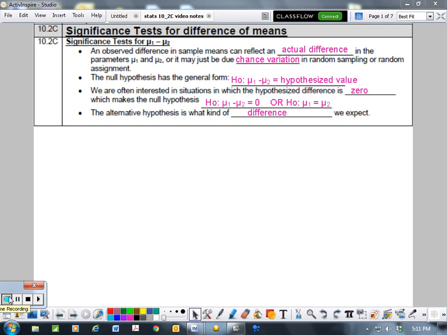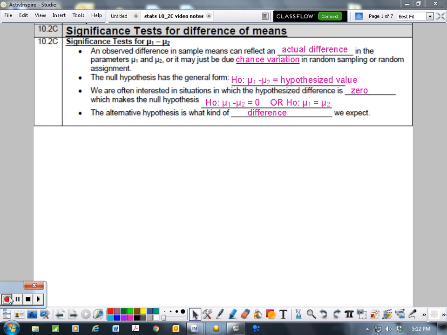Okay, so we're going to finish up chapter 10, and we're going to finish up chapter 10 by looking into the significance test for the difference of means. So we did confidence intervals with the difference of means. Now we're going to do the significance tests.